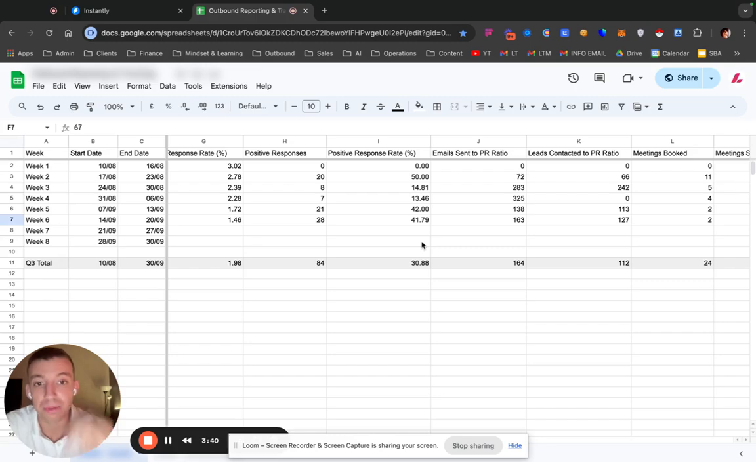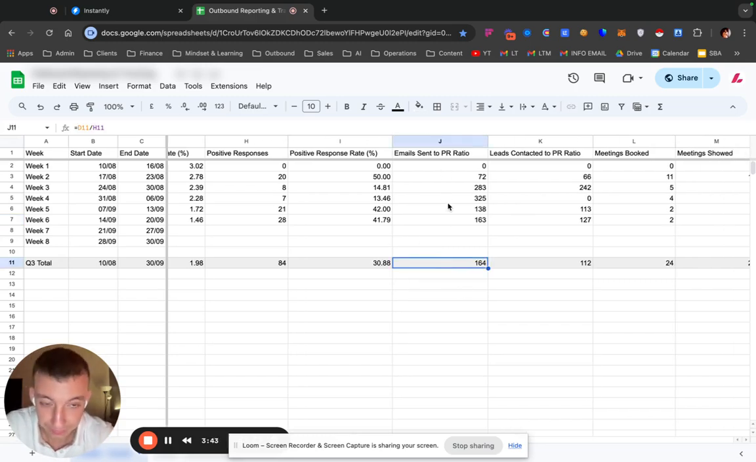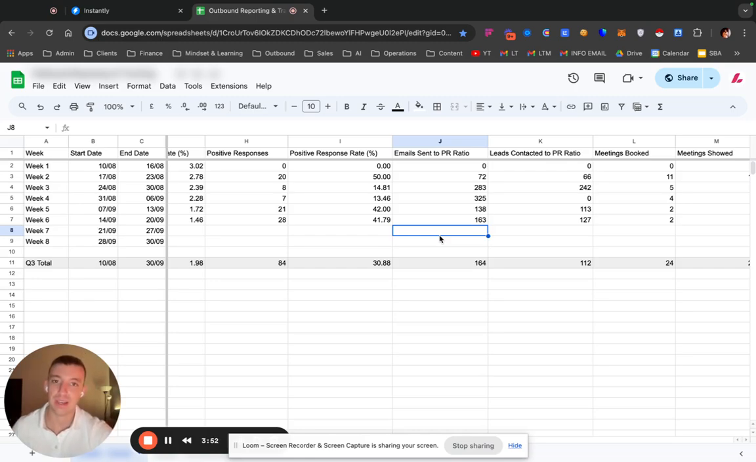Then you've got the emails sent to positive response ratio. This is how many emails we need to send before we get a positive response. This is really important and a good gauge and metric. What we aim for is anything below 350 or 400. If it's above that, then there's probably a big issue with the copy or the offer and things like that. That's a benchmark that works across multiple industries that I've seen, both for ourselves, and people talk about it all the time online as well. For this particular series of campaigns, we're getting about 164. So for every 164 emails we're sending, we're getting 1 positive response.